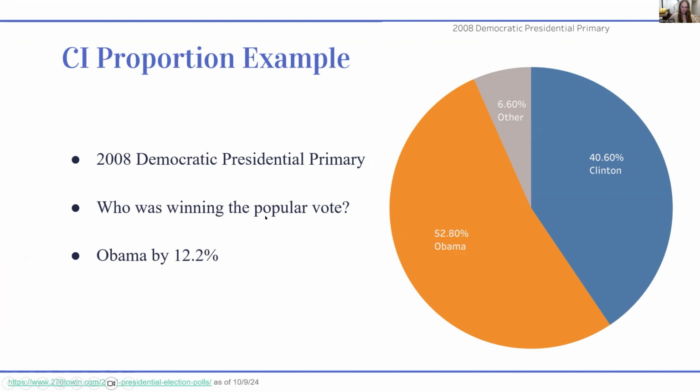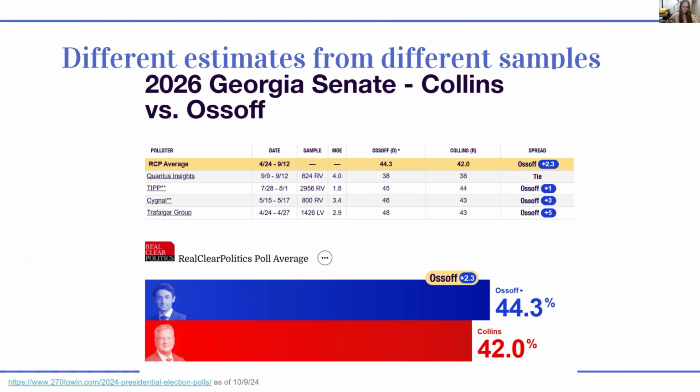Right, so this is a proportion. So we're going to estimate the confidence interval of Obama winning or Clinton winning using that proportionality formula.